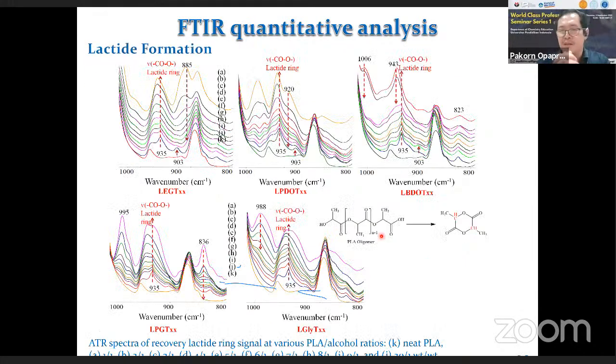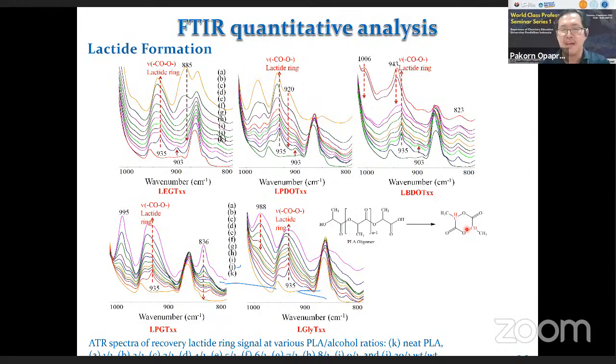Also, if you still remember, one of the reactions that can happen is when we heat up the PLA long chain polymer, it also can break at the end of the chain and form a ring structure that is called lactide. This lactide is very important because this can be the starting material that we use to make PLA again.